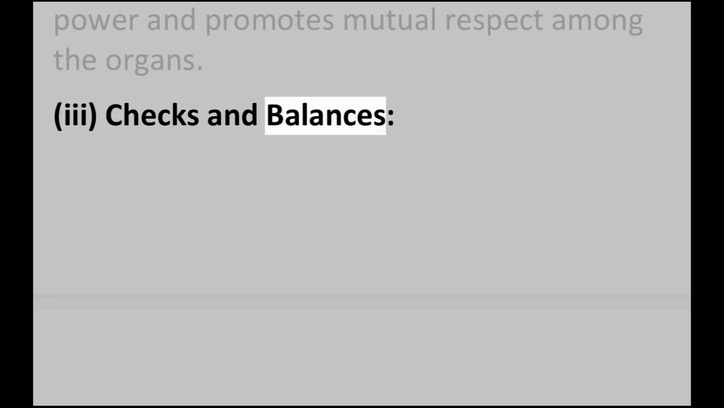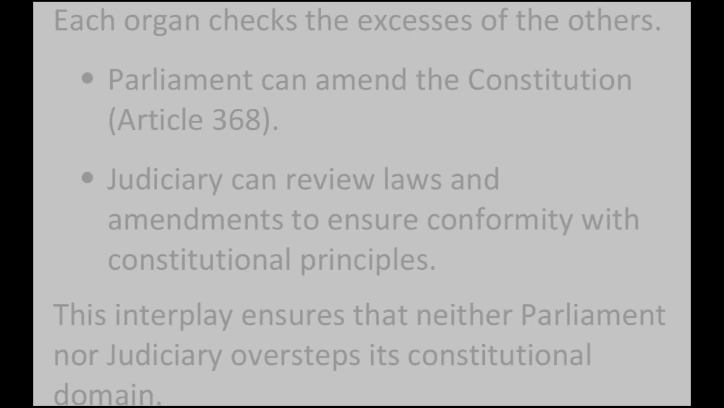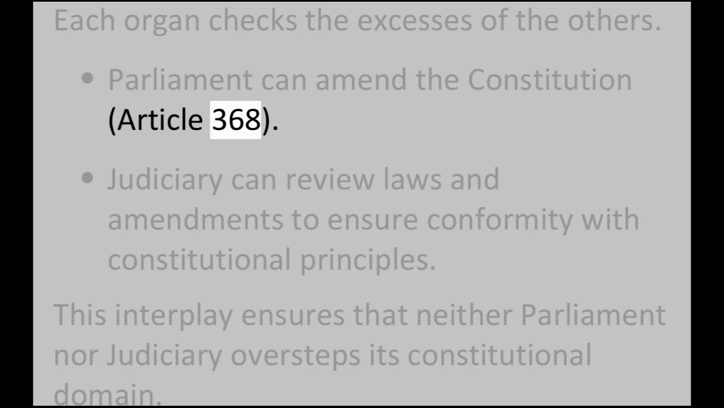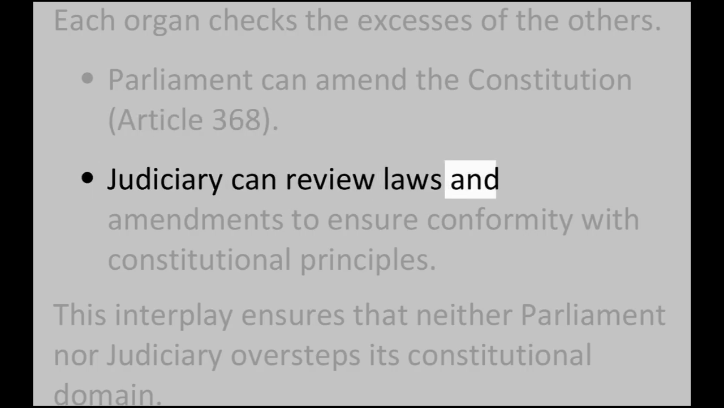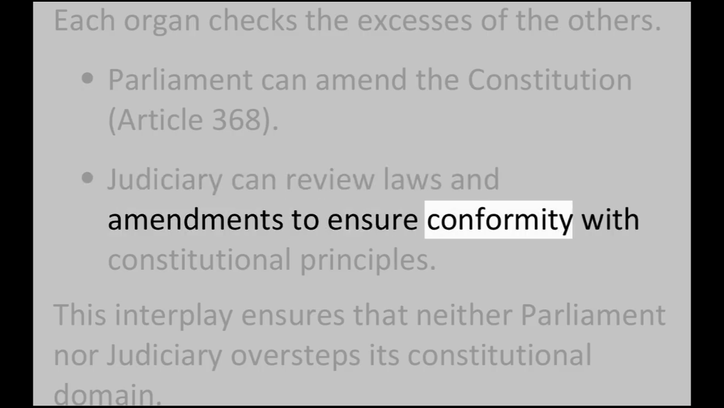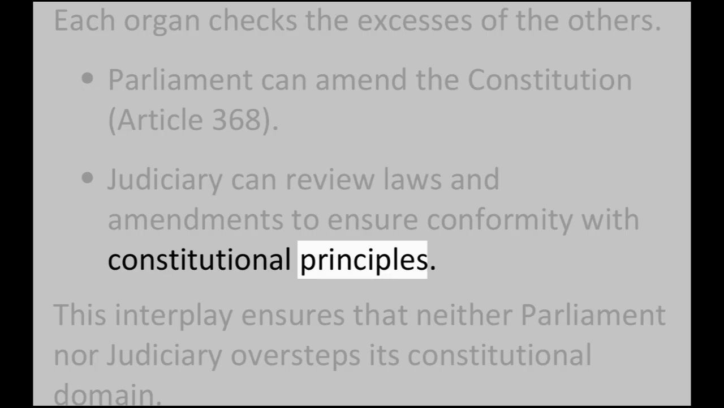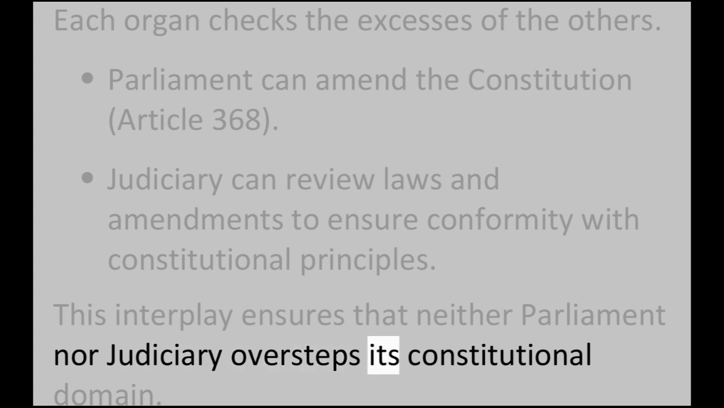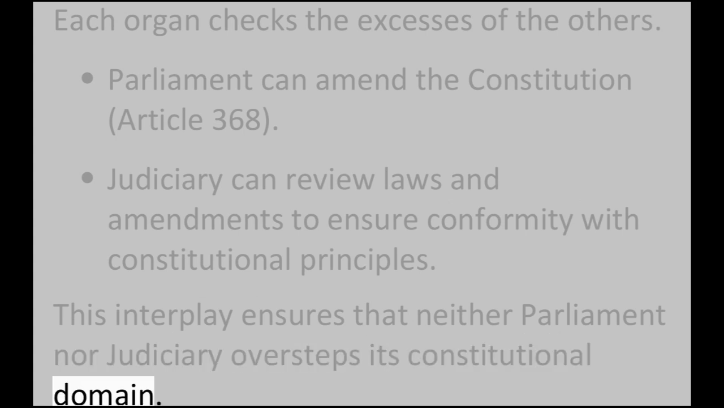3. Checks and balances. Each organ checks the excesses of the others. Parliament can amend the Constitution, Article 368. Judiciary can review laws and amendments to ensure conformity with constitutional principles. This interplay ensures that neither Parliament nor judiciary oversteps its constitutional domain.